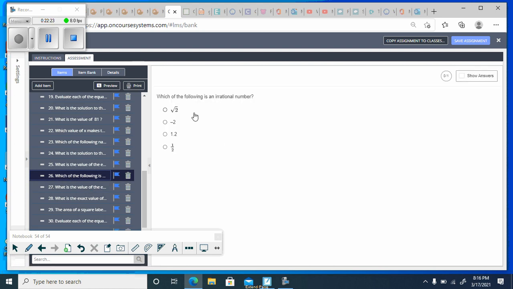Which of the following is irrational? Look, anytime you've got a square root of a non-perfect square, it's irrational. Square root of 2 is irrational. This number terminates. This number terminates. This would be 0.5. It terminates. All of those decimal expansions terminate. So all of these are rational. This is irrational.